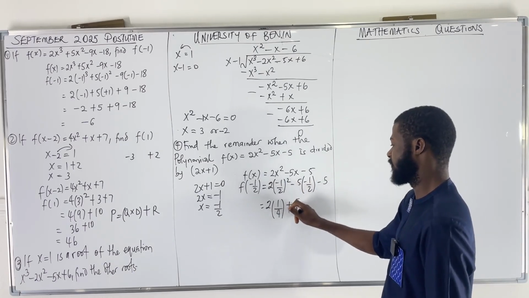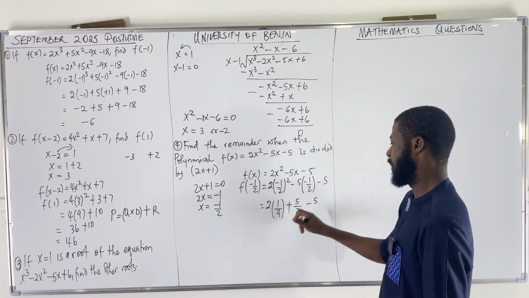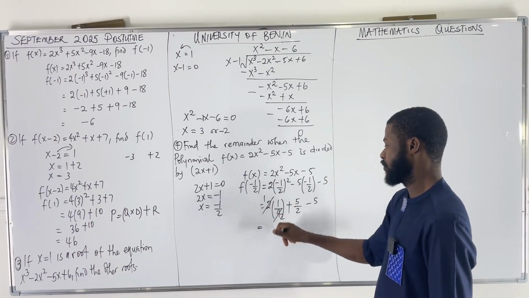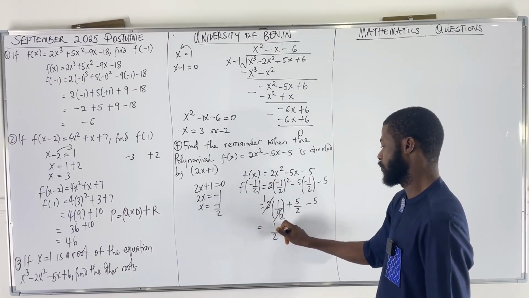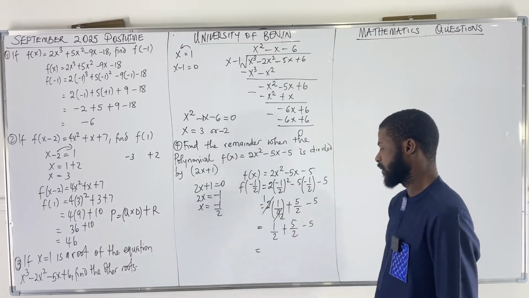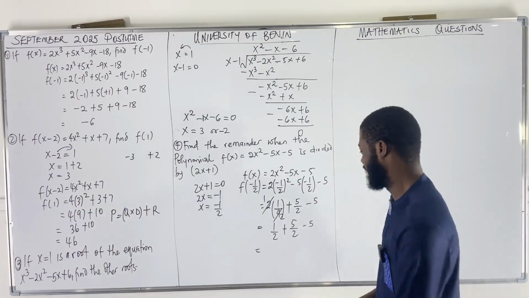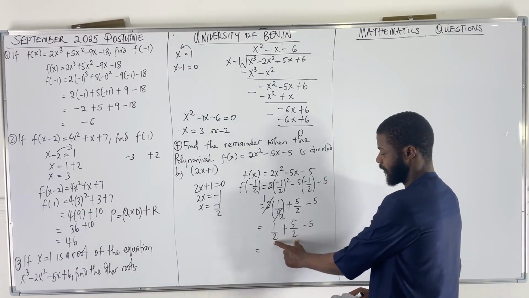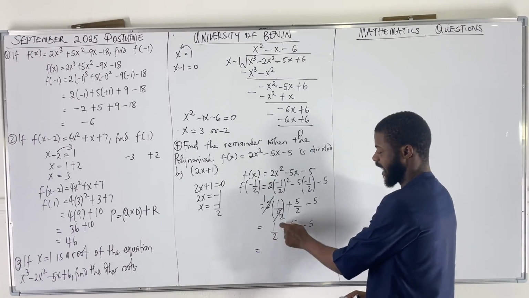5 times 1 is 5, and then over 2 minus 5. Now 2 here is 1, 2 here is 2. So this will be 1 over 2 plus 5 over 2 minus 5. Now I think this is actually very simple. Since these two guys have the same denominator, I can just add the top.